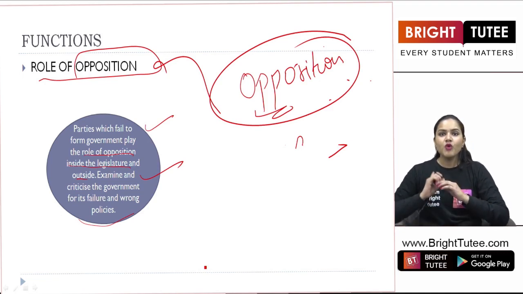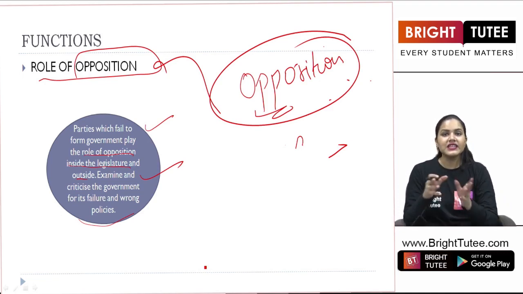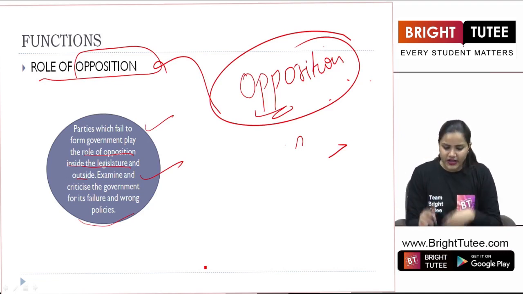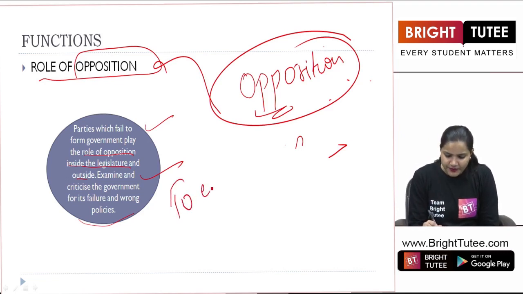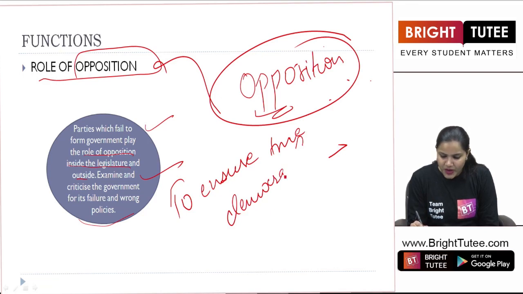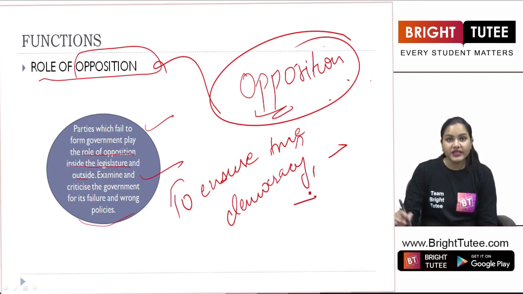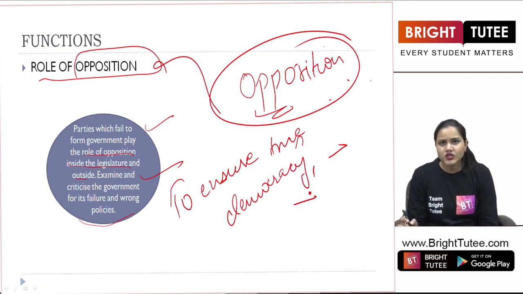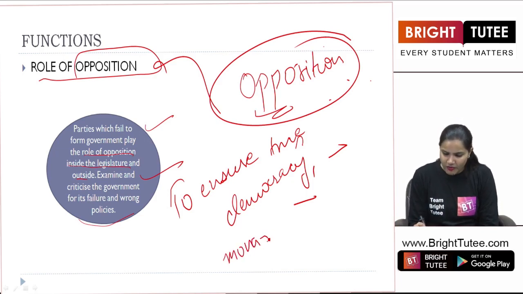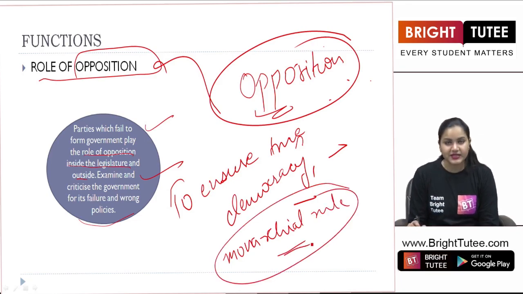Definitely, one of the most important functions here is that of the opposition parties. So, to ensure true democracy, we must always challenge the ruling party. Why, students? In order to avoid the autocratic or monarchical rule, right, to come in place.